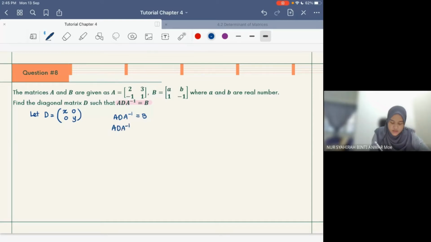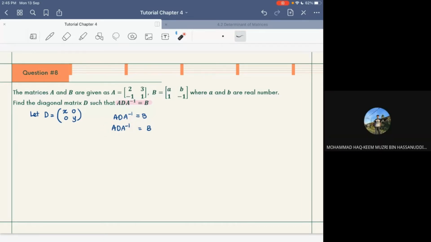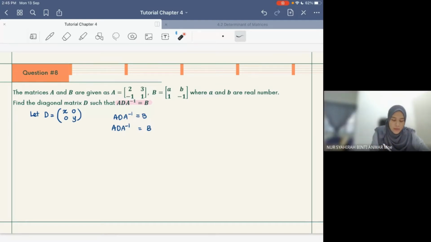A inverse sama dengan B. So depan, kalau depan dekat sebelah A, kalau belakang dekat sebelah A inverse. Sebab kita nak hilangkan. Betul. Belakang. Kita akan darabkan dekat belakang. Betul? Kita akan darabkan dekat belakang. So saya darabkan dekat belakang.